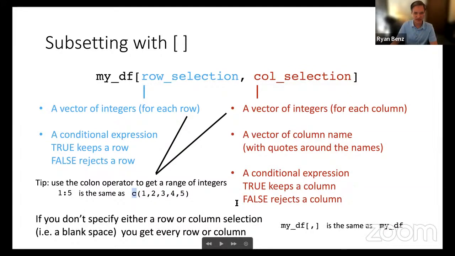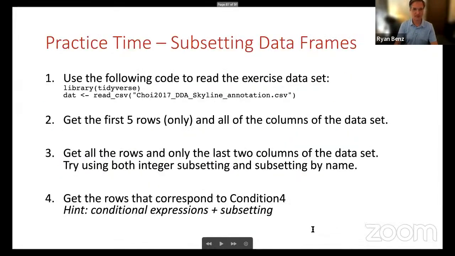If you do not use a row and column selection, you can still use these brackets and you'll get the full data table back out, but you always have to put a comma here between things. So if you don't put the comma there, it will give you an error.